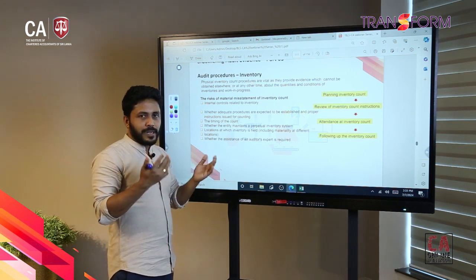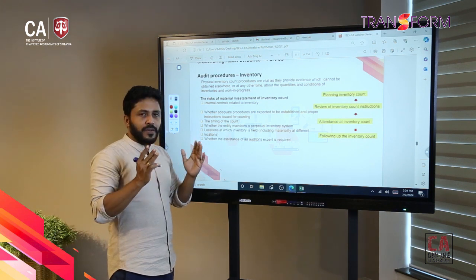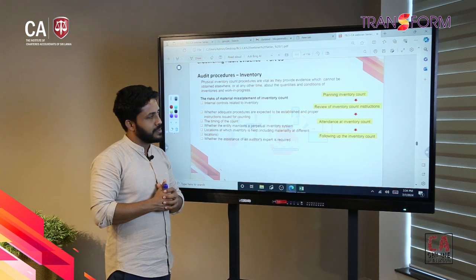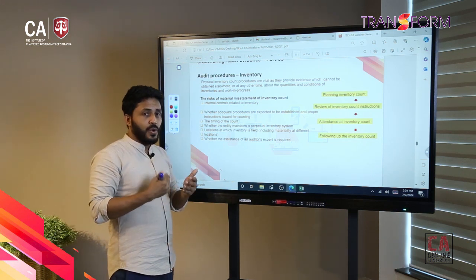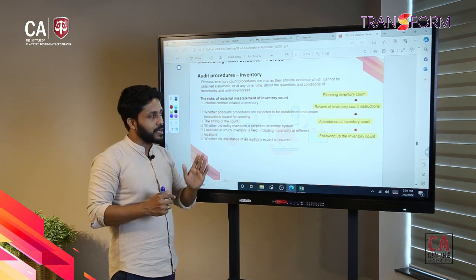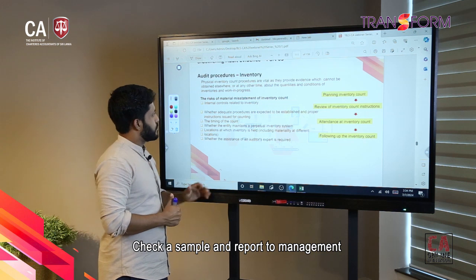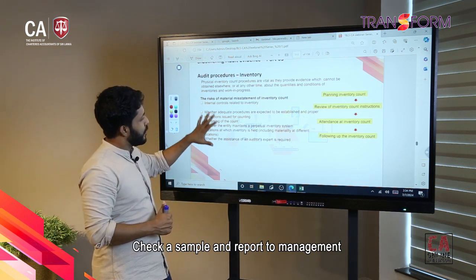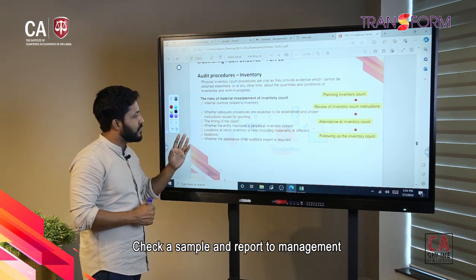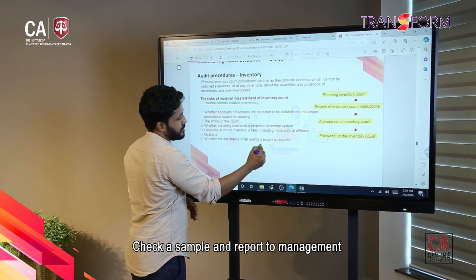Right? So that can't happen. So we should ensure that all the inventory items are covered through the inventory count. Right? As an auditor, you don't actually want to count. You are going to check a sample of inventory items with the management. Right? So this type of risk may be there once you are planning your inventory count. For some of the inventory counts, you may require a type of expert, right?